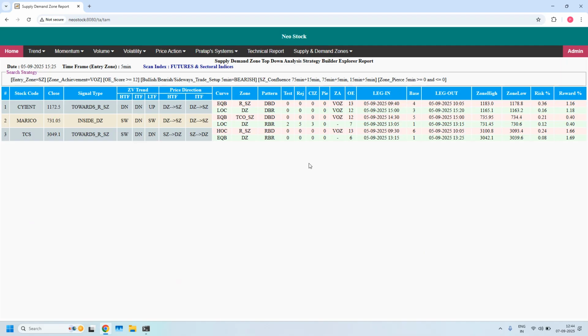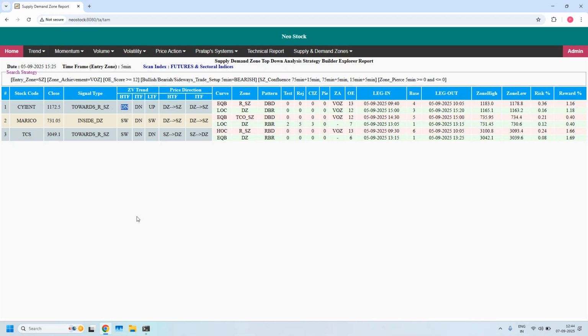In these 3 stocks, these 5 minute supply zones are overlapped with 15 minute supply zones, both together again overlapped with 75 minute supply zone. And 75 minutes trend is downtrend in only one stock.